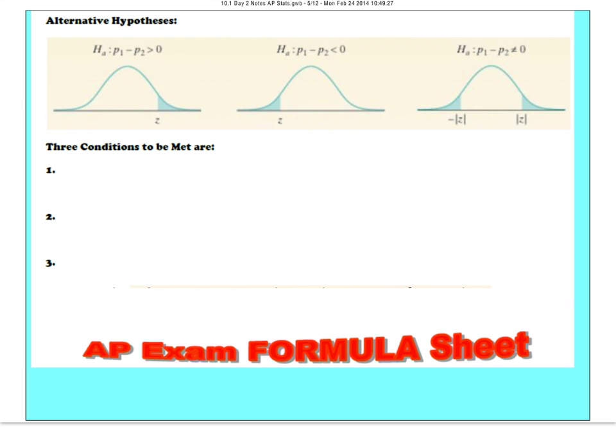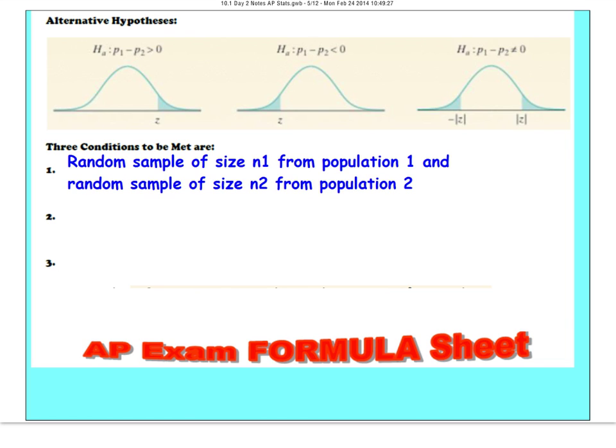So more formally, here are the actual alternative hypotheses that you could conduct. You could say the difference is greater than, less than, or you could have a two-sided test where it's not equal to. Now, in terms of the conditions, what conditions do you check? They are the exact same conditions that you checked for the difference of two proportions for the confidence interval. Nothing different. You're going to show that there's a random sample of size n1 from population 1 and a random sample of size n2 from population 2.